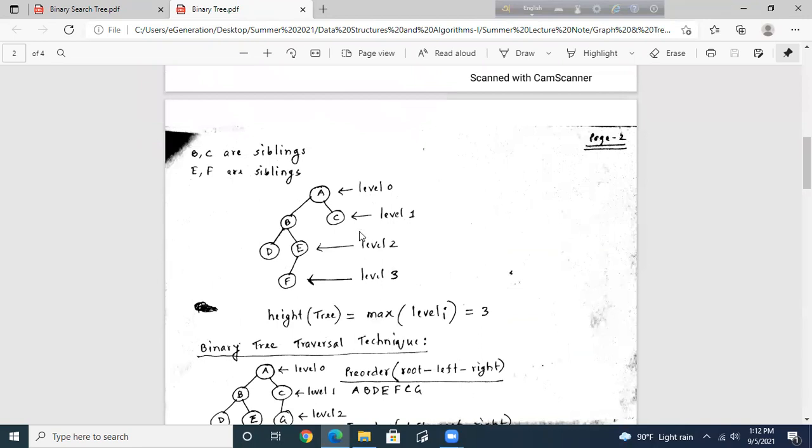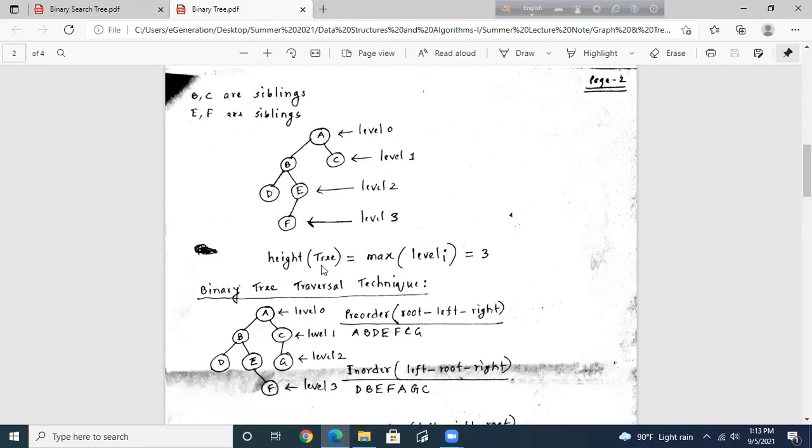So dear student, now another thing. Here I have drawn a graph, A, B, C, D, E, F. What will be the height of the tree? At first, you have to know the level of the node, the level of the vertex of the tree. The level of A is 0. The level of B and C is 1. Level of D and E is 2. Level of F is 3.